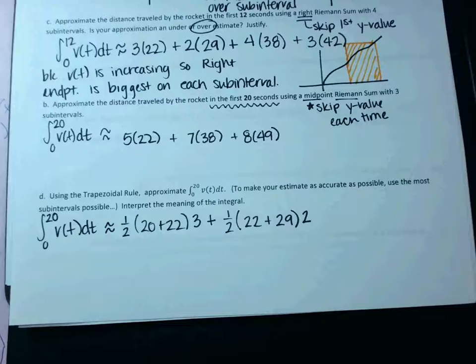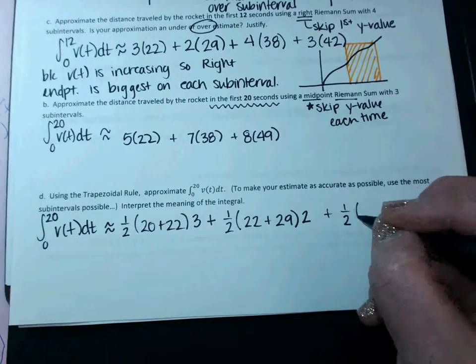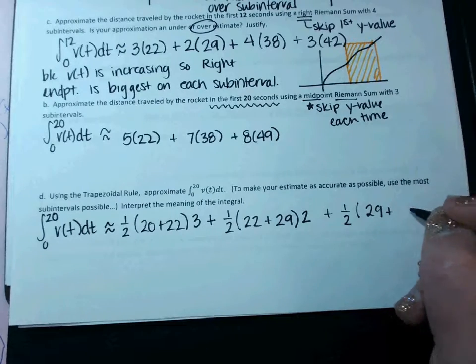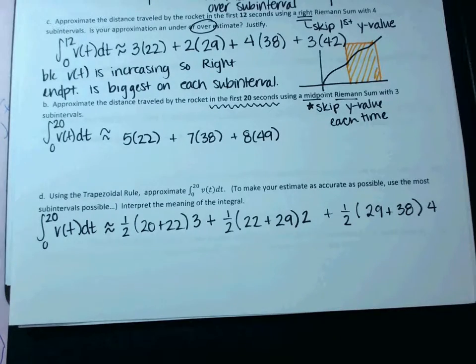Okay, next one, you should still have a 1/2. Your y value should have been 29 plus 38, and then the delta x from 5 to 9 would have been a width of 4. Got it? Okay, plus, and then you can finish it later for fun.